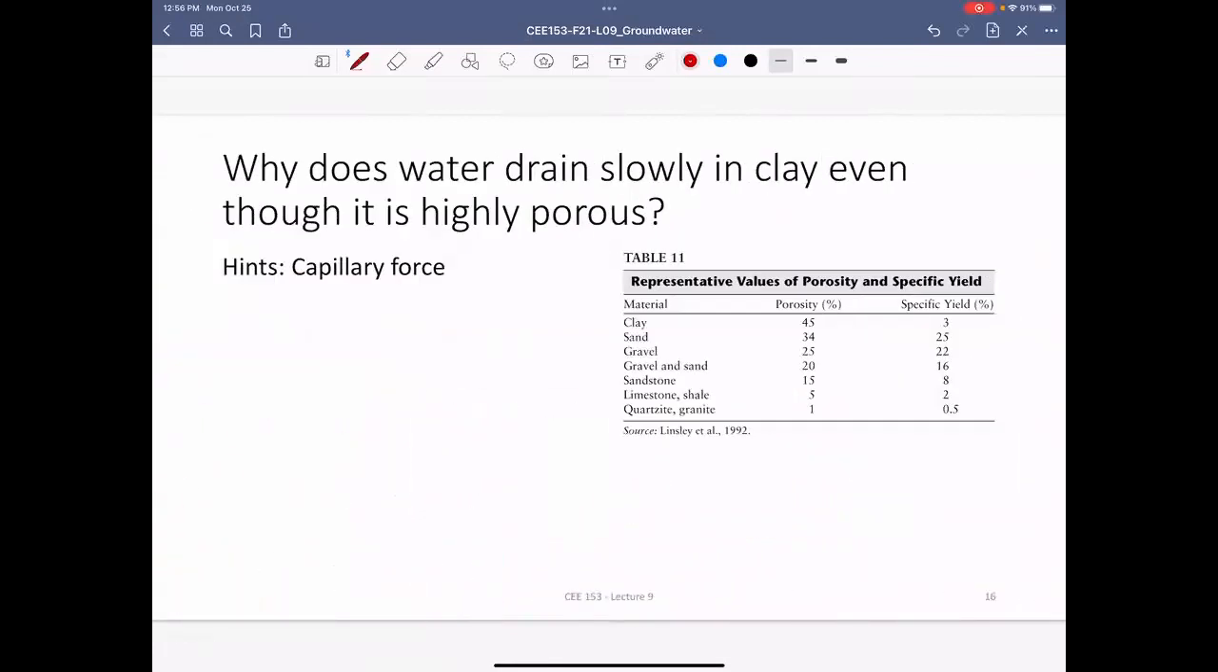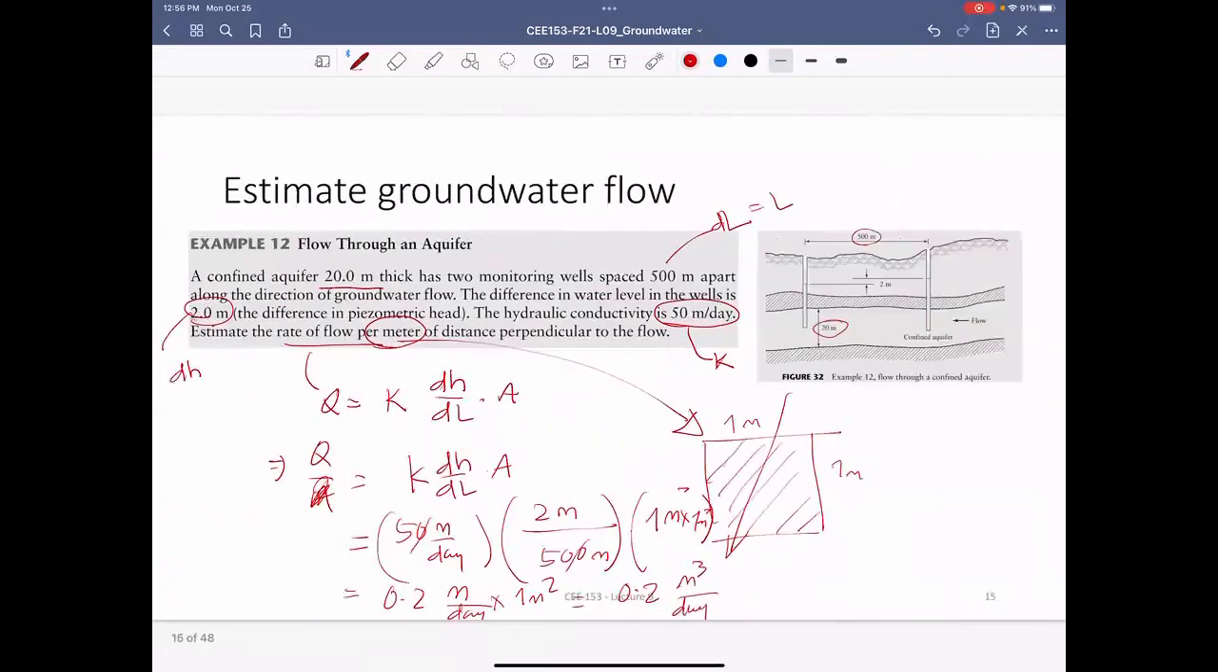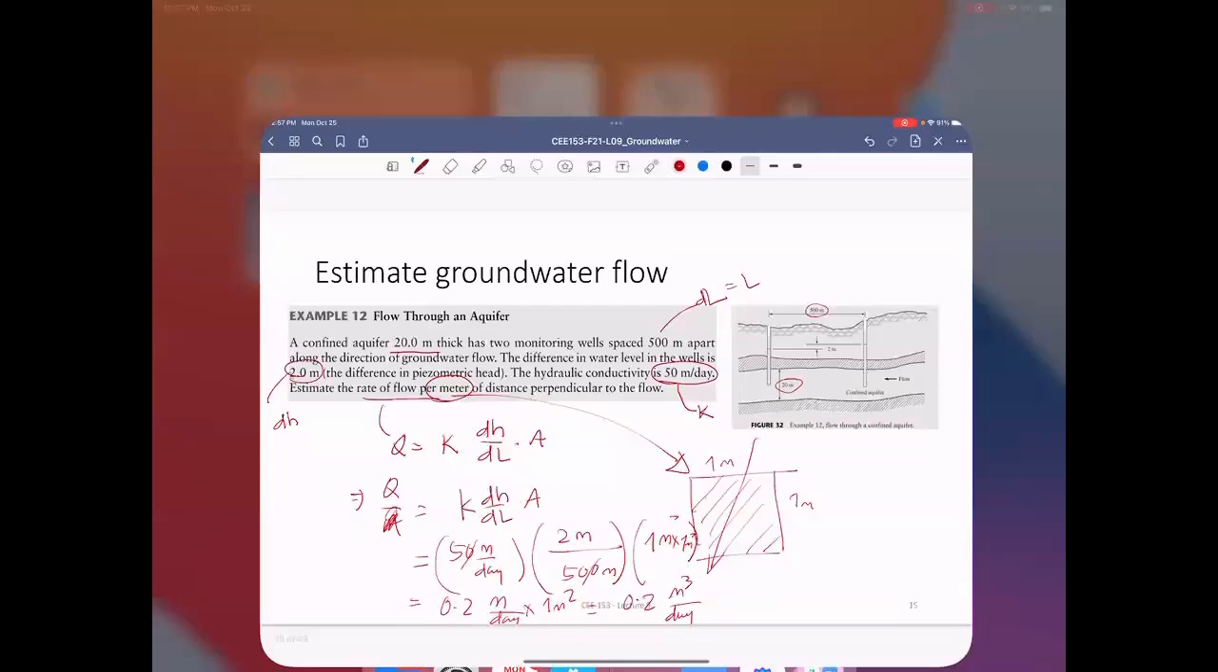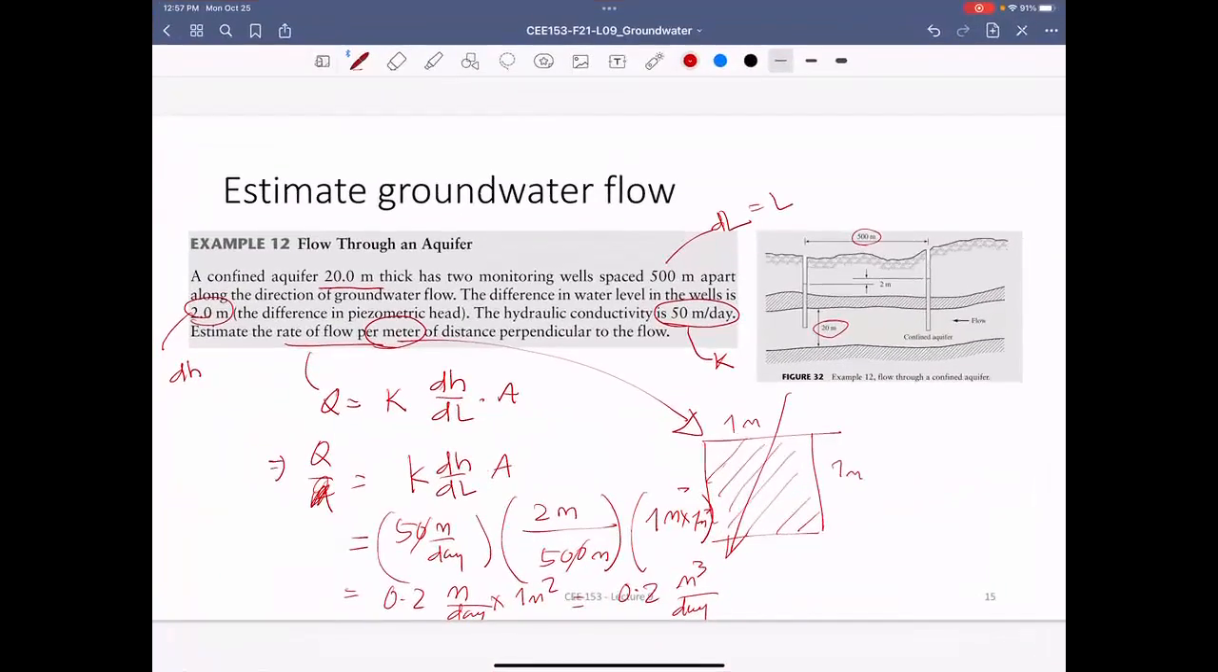Okay, so are there any questions? Yes. That's a good point. If your well goes completely through the entire aquifer, then you have to calculate based on the width as 20 meters. So 1 meter as a cross section and 20 meter depth. So this area would become 20 times 1.